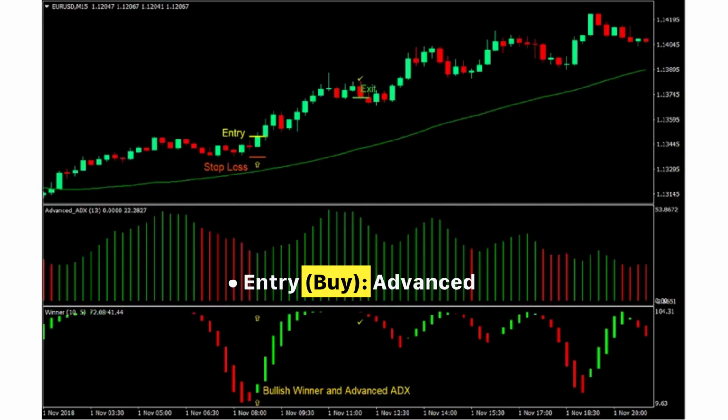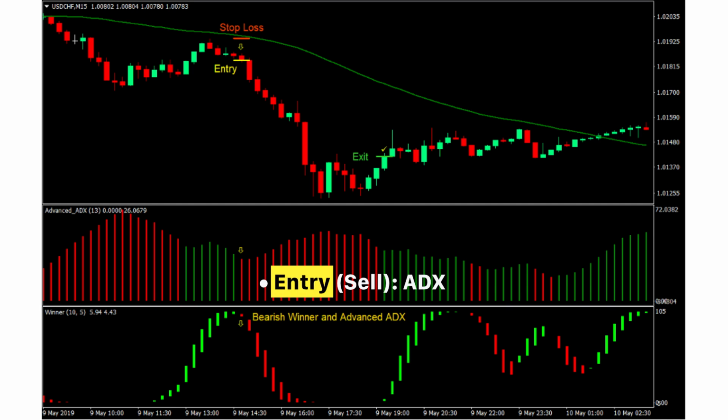Entry, buy. Advanced ADX bars turn green, and the AFL winner bars turn lime coming from the bottom. Entry, sell. ADX bars turn red, and the AFL winner bars turn red coming from the top.